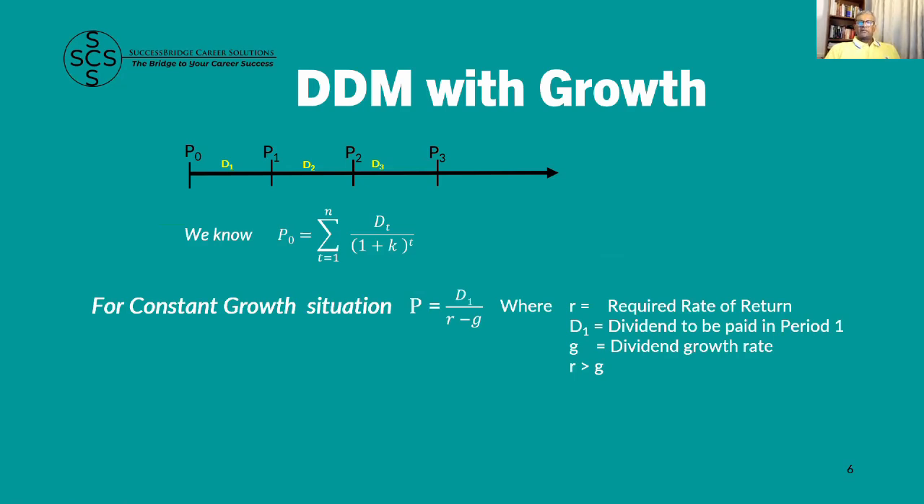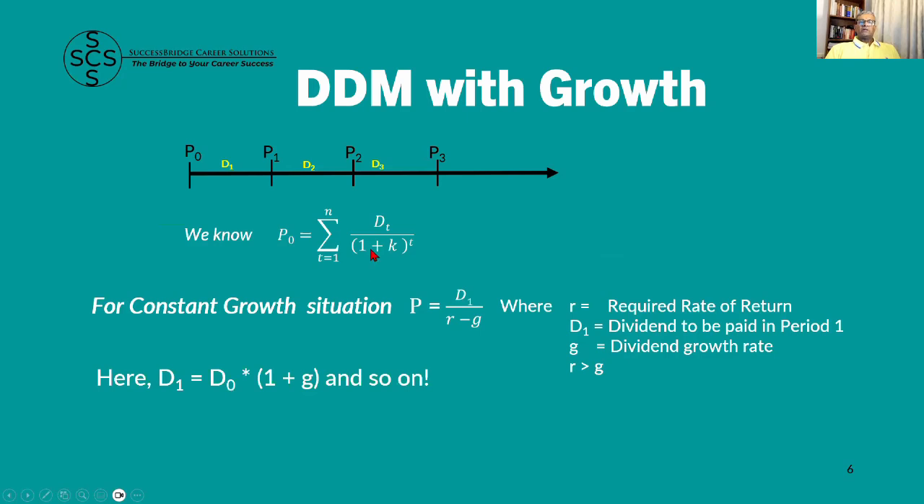So there are two specific cases. One is where the dividend grows on a constant basis. So that is the constant growth situation. So P0 equal to D1 divided by R minus G. So this is the equation that defines the constant growth situation where R is the required rate of return, D1 is the dividend paid in period 1, and G is the dividend growth rate. What you should understand in order for this to be valid is that R should always be greater than G. That is, the expected return should be greater than the dividend growth rate.